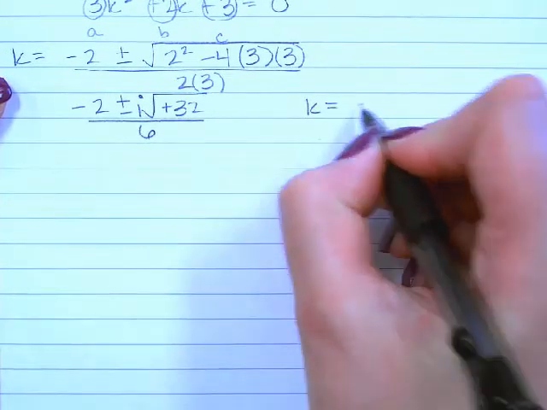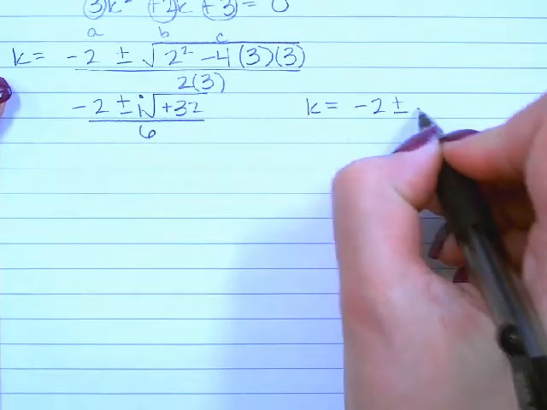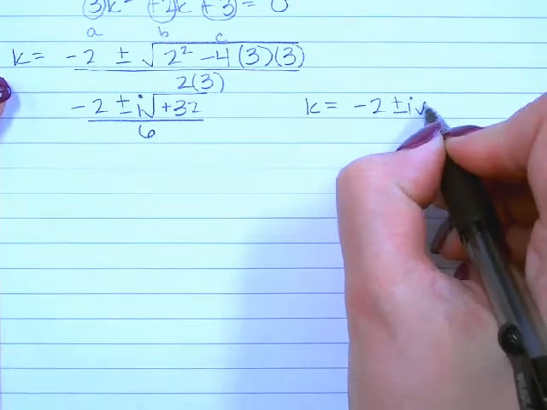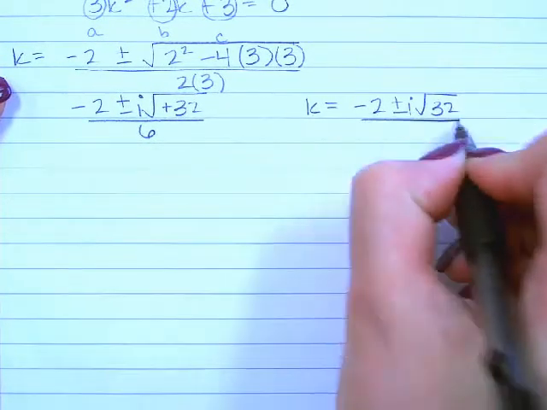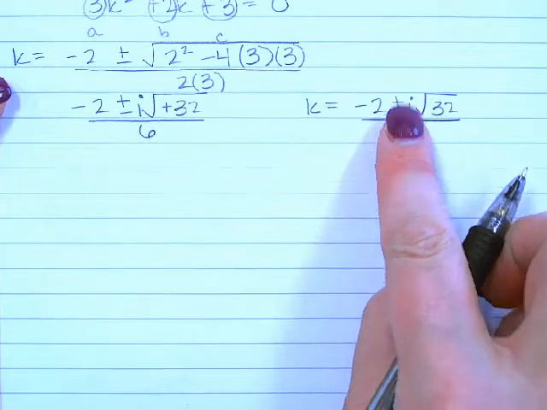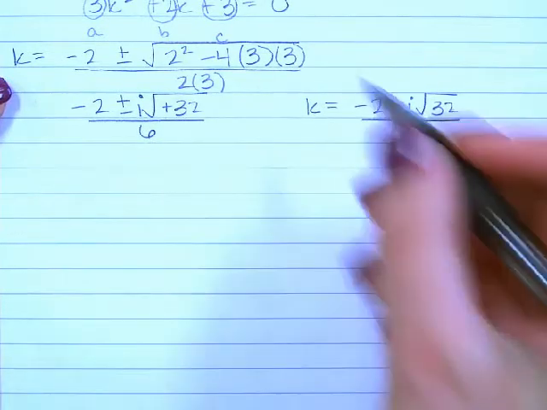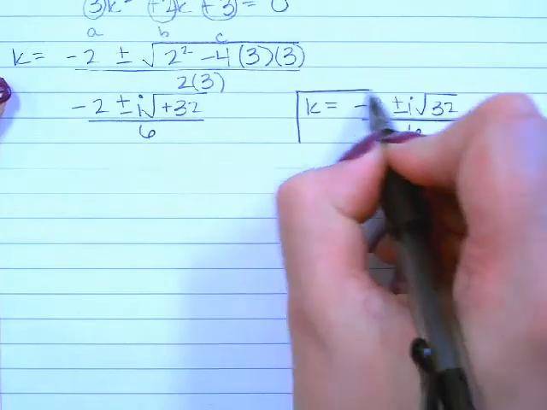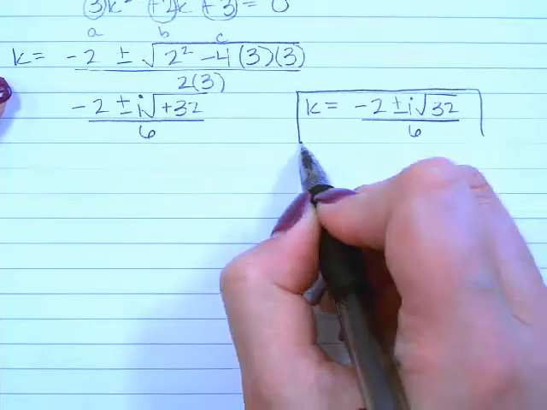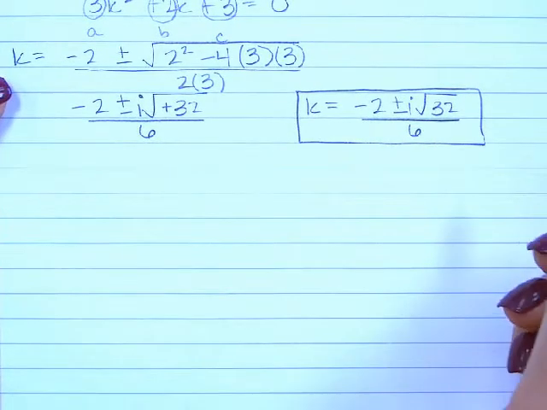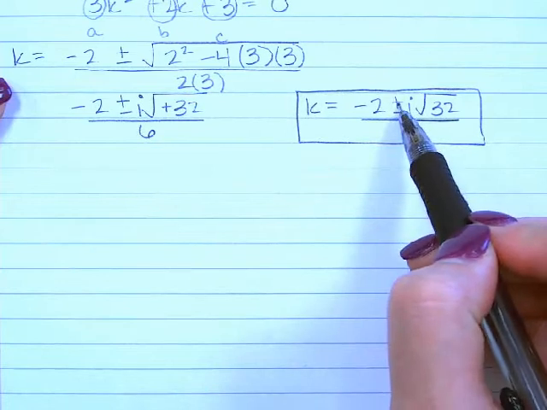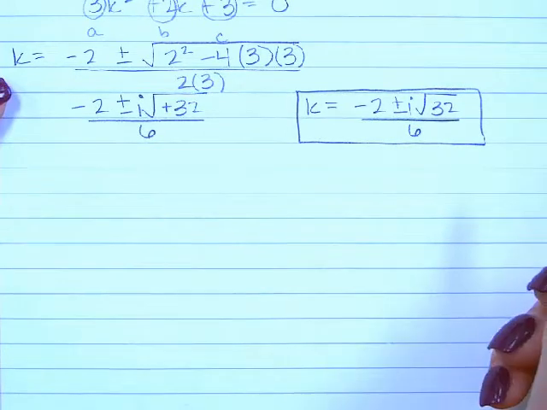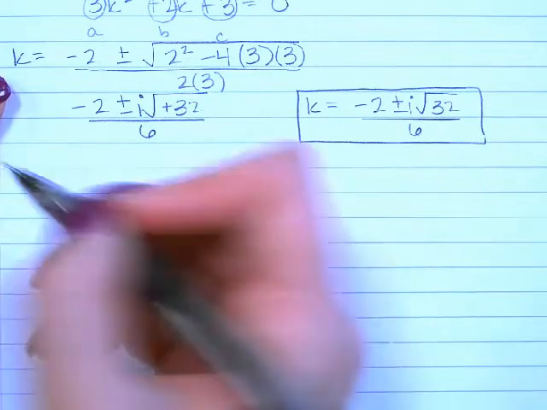So then my conclusion here is that I have -2 plus or minus i square root 32 over 6, and that gives me the two solutions that I expected for the quadratic formula. One solution is the plus, one solution is the minus. So I have two versions.